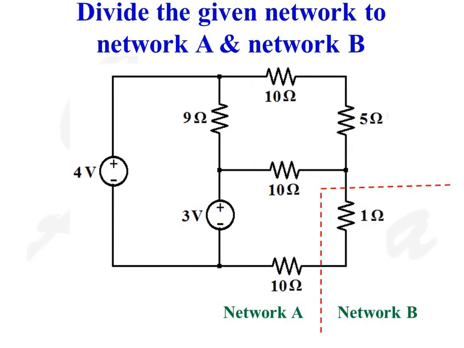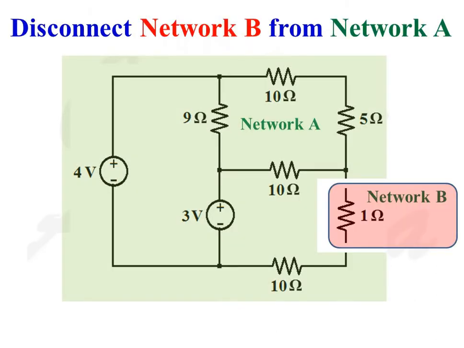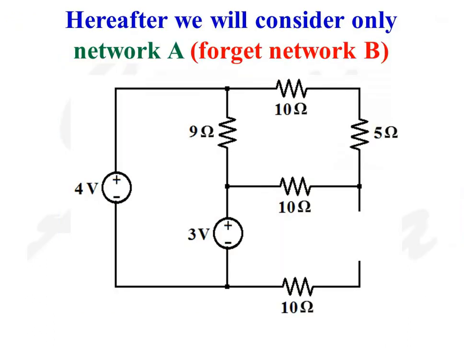So let us divide the given network into two networks, network A and network B. As it is mentioned in the question that Thevenin's equivalent of the network when 1 ohm resistance is considered as the load resistance, 1 ohm resistance is network B and the rest of the circuit forms network A. Disconnect network B from network A. So hereafter we will consider only network A.